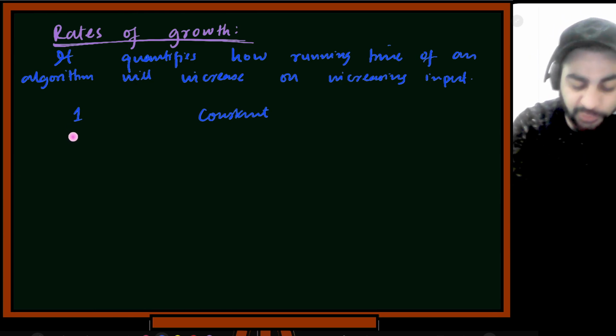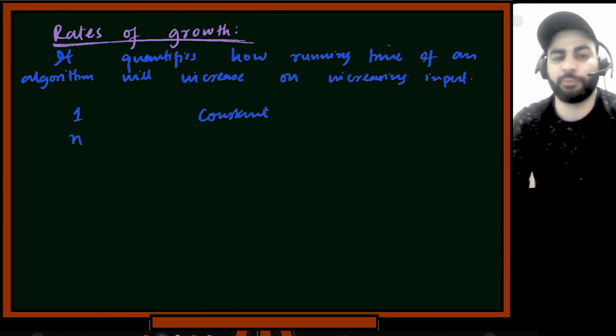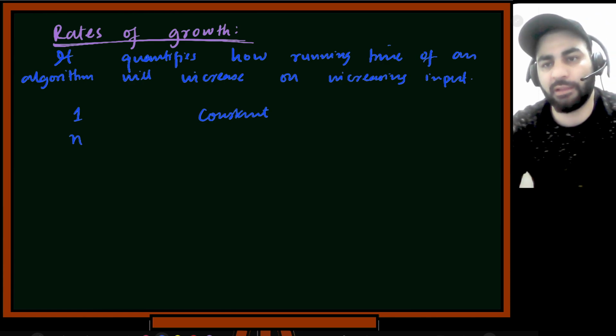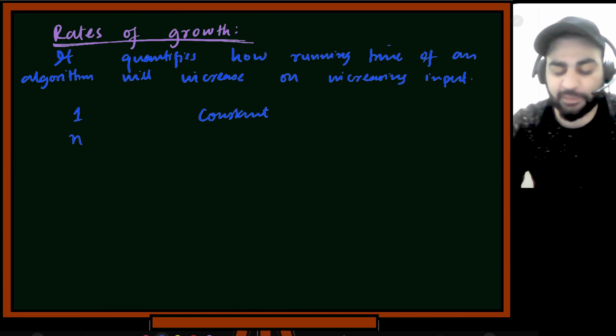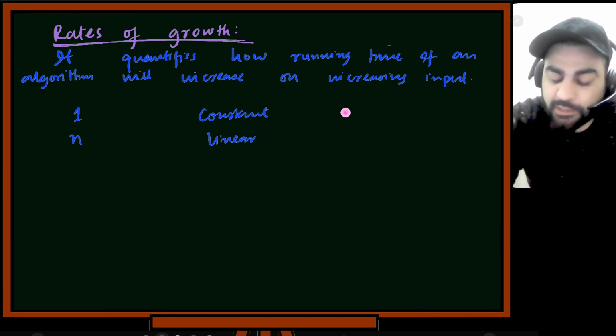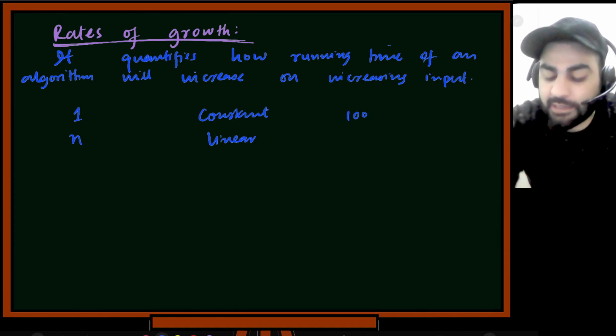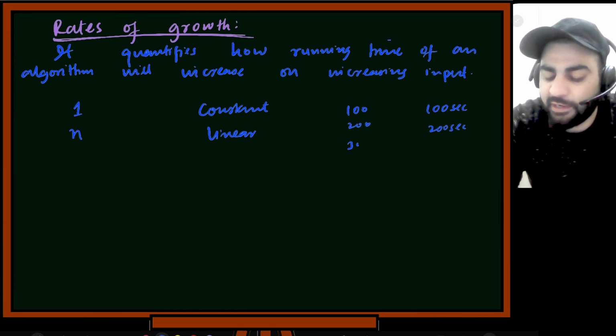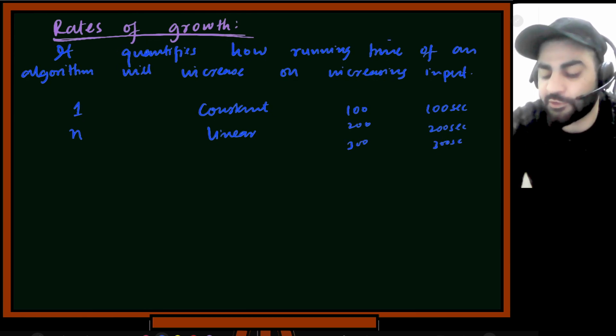Then we have something called linear growth. Linear growth means if you increase the input linearly, the execution time will also increase. Let's suppose on a 100 size input it was taking 100 seconds, then on 200 it will take 200 seconds, and on 300 it will take 300 seconds, something like this. This is called linear.